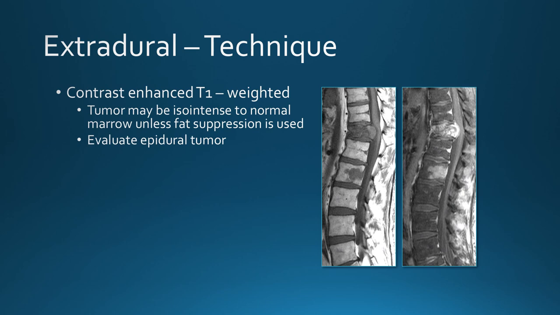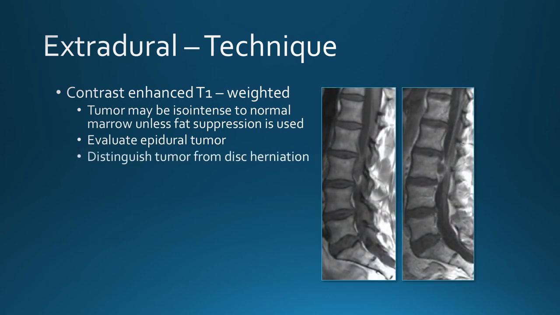So typically when we do post-contrast images, we'll use fat suppression. The post-contrast T1 weighted images are very good for looking at epidural tumor, and they're very helpful to distinguish tumor from disc herniation. Herniated disc will enhance only at the periphery, whereas generally the tumors will enhance, the whole lesion will enhance.